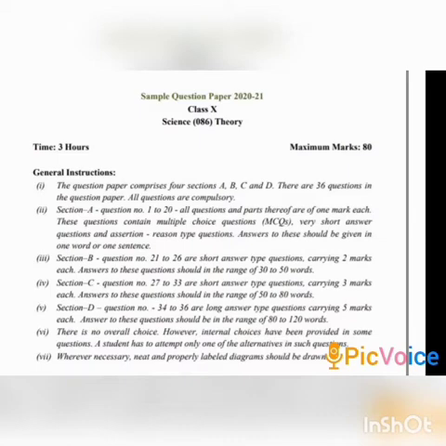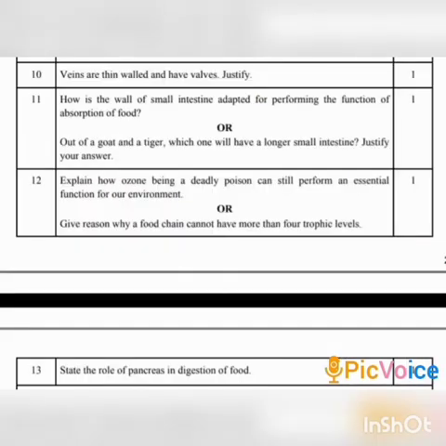And in Section A, we can expect multiple choice questions, assertion and reason type, and also analyzing paragraph type questions. Section A contains 1 mark questions. Here, question number 10. Veins are thin walled and have valves. Why?